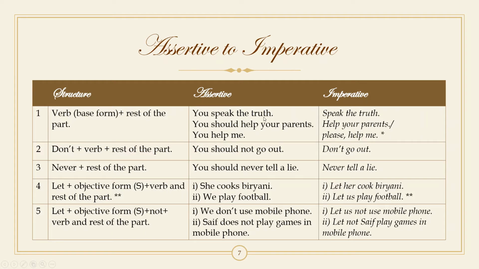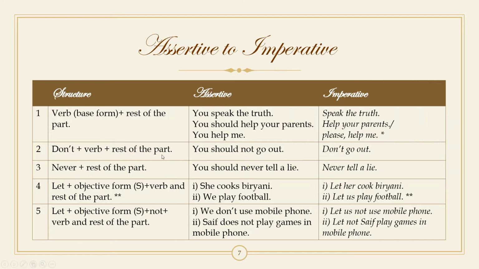At first, look at these three sentences. You speak the truth. You should help your parents. You help them. These are very common examples of assertive sentences that we face, and we have to transform these sentences using this very simple structure, that is base form of verb and rest of the part. You see, speak the truth is there. So we omitted the subject you. Speak the truth is the imperative form. Similarly, you should help your parents becomes help your parents. You help me becomes please help. So please is used to show courtesy or politeness.